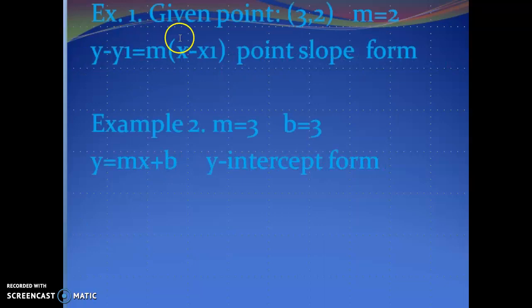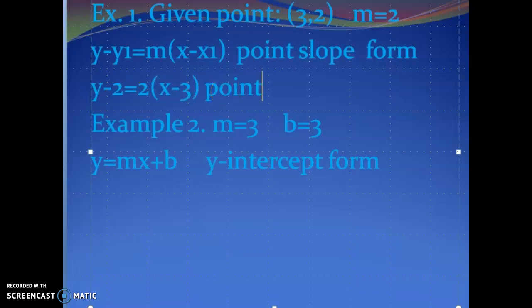For example, given point (3, 2) and your slope is 2. If you use a point-slope form equation of a line, you can just easily plug in your y coordinate to the y sub 1 and it will give you y minus. Your y coordinate is 2, so plug in 2 equals your slope, which is also 2, times the quantity of x minus your x sub 1, which is 3. So your equation will look like y minus 2 equals 2 times the quantity of x minus 3. And that is your point-slope form.